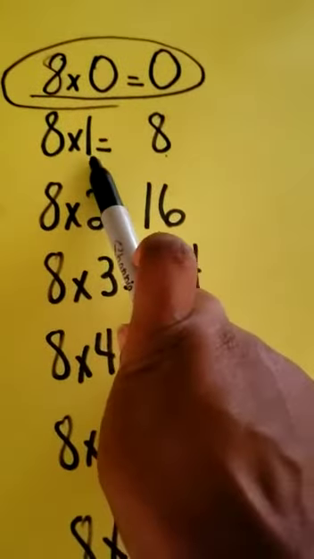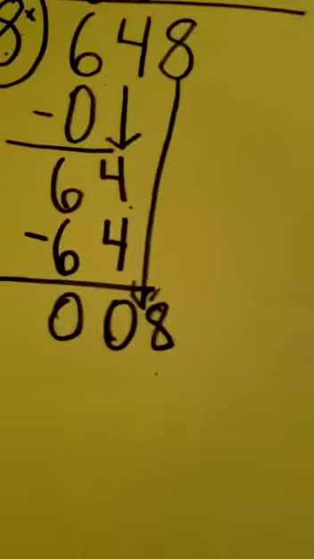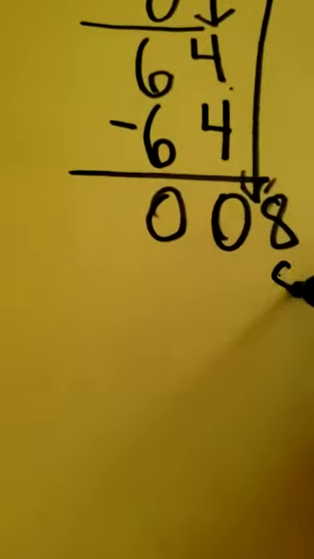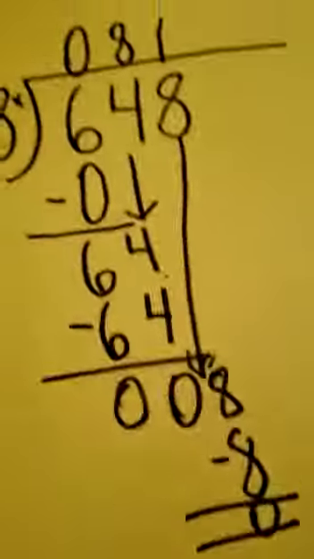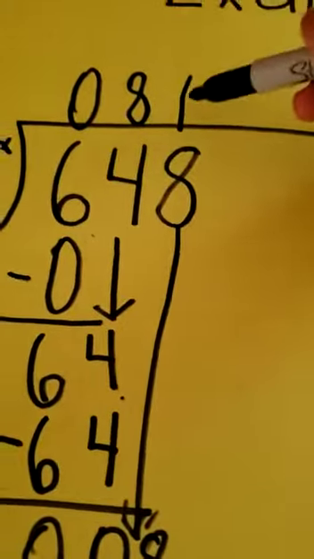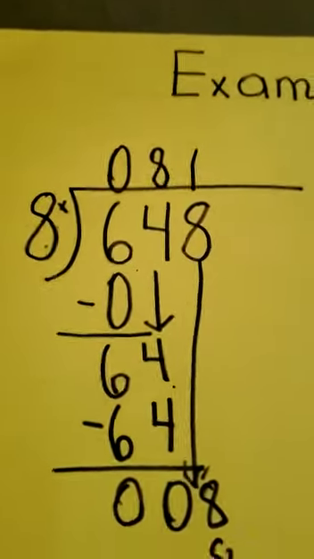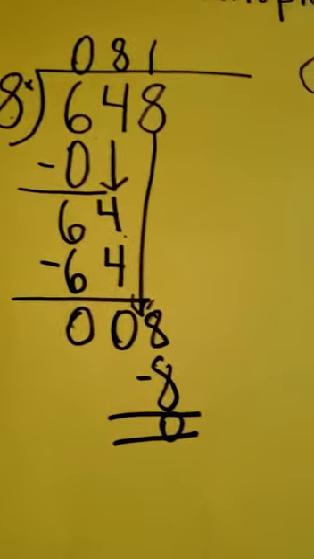Well, you can get one group. Okay, you can get one group out of 8. So I put my 1 on top, and then I put my 8 to the bottom, and I subtract. 8 take away 8 is 0. So my first quotient is 81. Okay, so that's going to be the first piece to the puzzle that you will stick on another sheet of paper to complete your puzzle to find out what the picture really is.